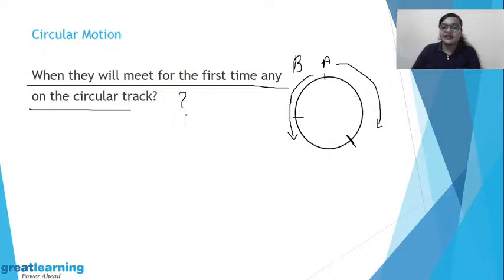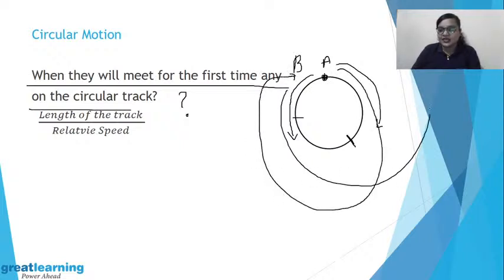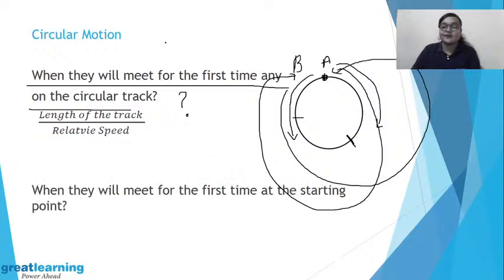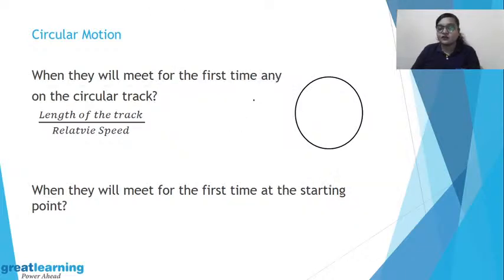So how to calculate the time taken for it? Similarly, if they have to meet at the starting point itself, having started together, this person has to complete this round and B has to complete this round and meet here. So when will they meet at the starting point itself? These kinds of questions are very, very common whenever you go for circular track based questions, right?